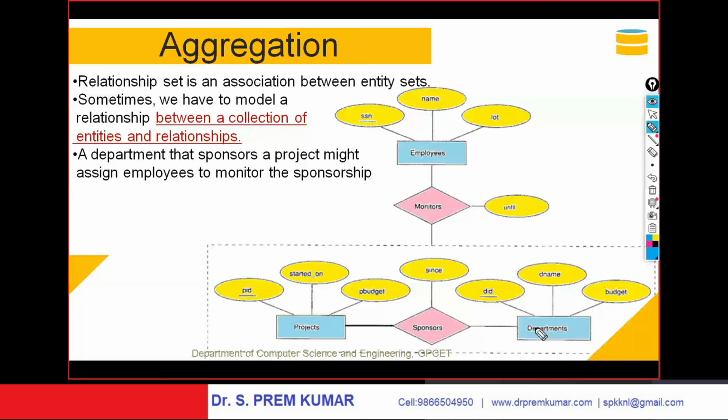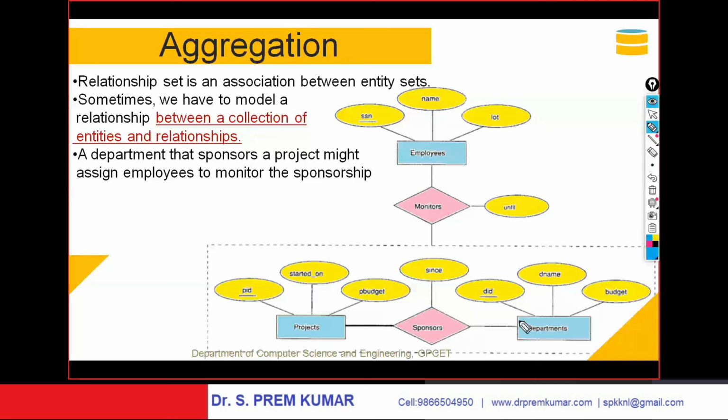If there are departments, it is implied that they need to execute the projects. So departments are sponsoring projects, are working with projects. So these two are must and mandatory. Now what I'm doing is I'm putting in a dotted line box. This is called aggregation. I aggregated. If there is a department, there are projects.